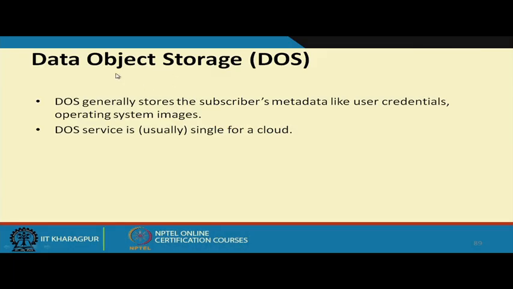There is a thing called data object storage or DOS. DOS generally stores the subscriber metadata, as we are talking about the user credential, operating system, etc. DOS is usually single for a cloud. What we say is that a particular DOS service is for a particular cloud. So, it maintains a registry or a cataloging or a metadata service for that whole cloud. It is the binding block of the whole thing: what services are available, whether free resources are available, etc., are all updated in the DOS.